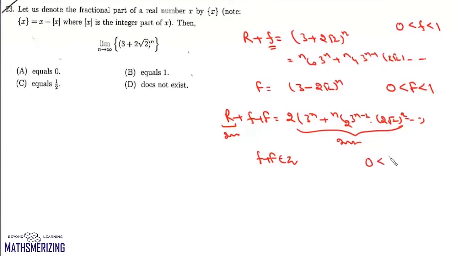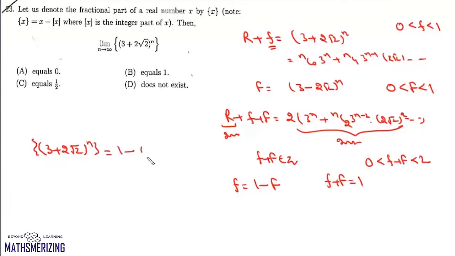Now if we add capital F plus small f, it lies between 0 and 2, and the only integral value possible in this case is 1. So we can write this small f as 1 minus capital F, or the fractional part of 3 plus 2 root 2 to the power n will be 1 minus (3 minus 2 root 2) to the power n.